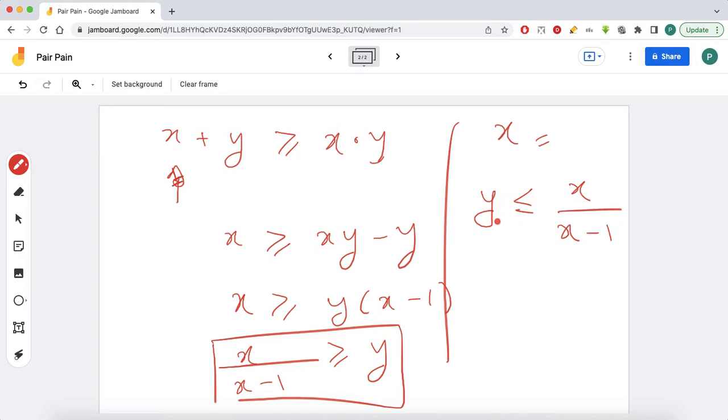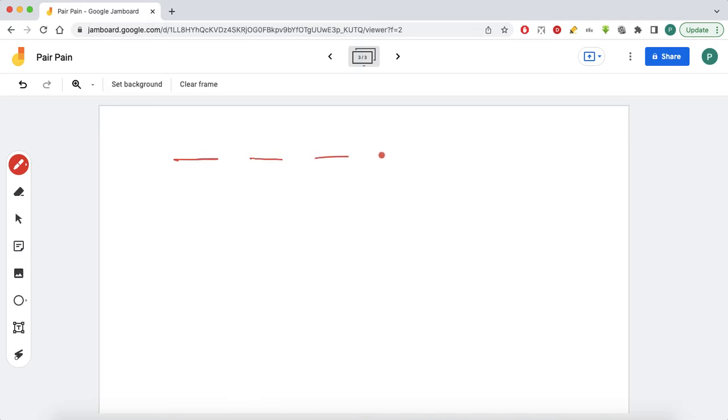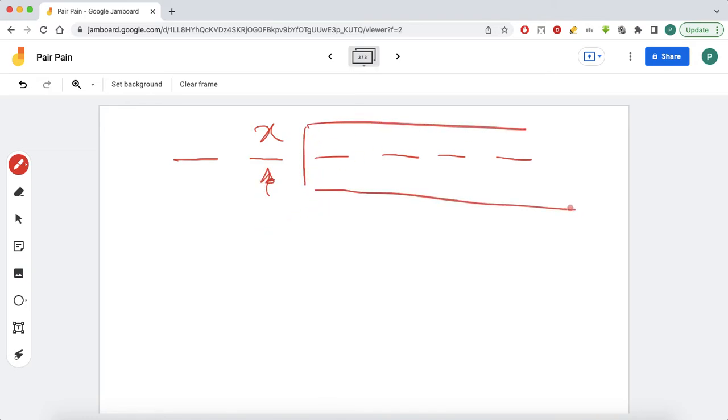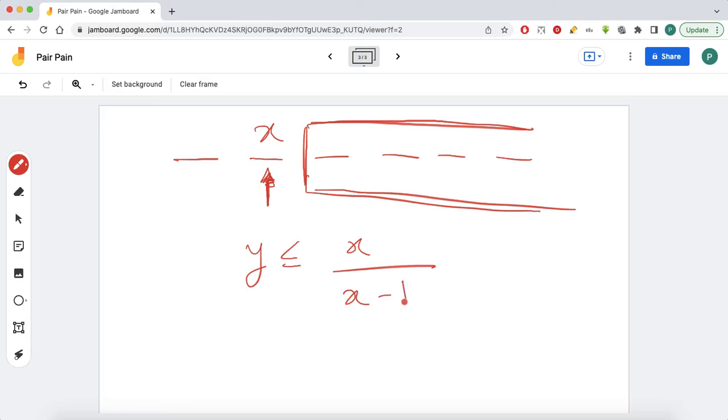Okay, so now if this is the given array and this is x, which is fixed by the way, so in this portion, after this position, y should be basically less than equal to x over x minus 1. So we need to just find such elements which are less than equal to x over x minus 1 when we are at this position and the element is basically x.